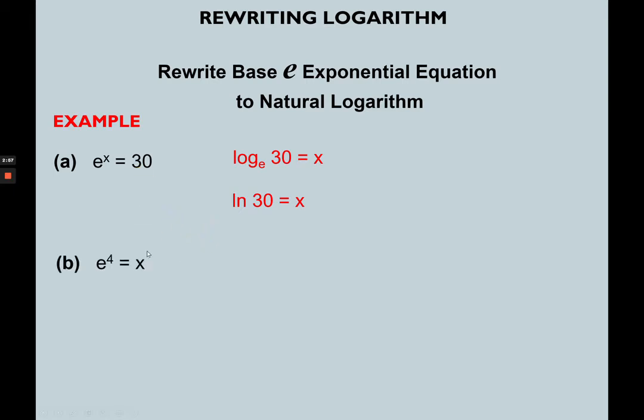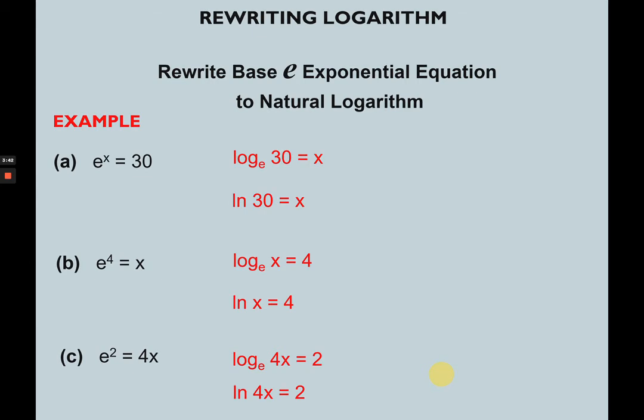Let's have another example. e raised to 4 is equal to x is written as logarithm base e of x is equal to 4, and so it becomes ln of x equal to 4. Last, e squared is equal to 4x is written as logarithm base e of 4x is equal to 2, or ln of 4x equal to 2. If you're given ln of 4x equal to 2, to write it in exponential form, you can change ln to log base e so that you know e has an exponent of 2. e squared is equal to the argument 4x.